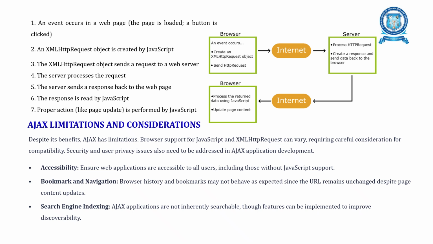Accessibility: ensure web applications are accessible to all users, including those without JavaScript support. Bookmarks and navigation: browser history and bookmarks may not behave as expected since the URL remains unchanged despite page content updates. Search engine indexing: Ajax applications are not easily searchable, though techniques can be implemented to improve discoverability.